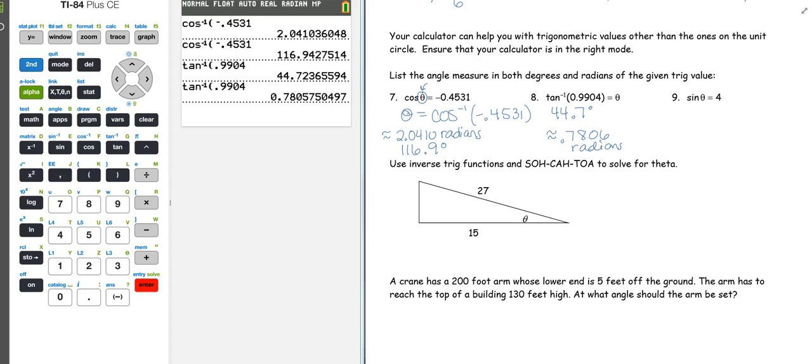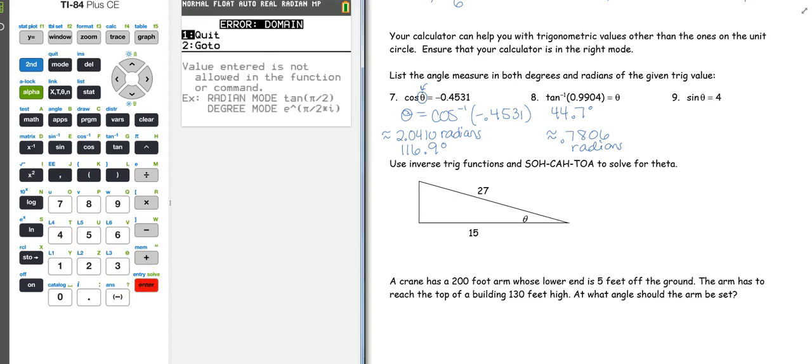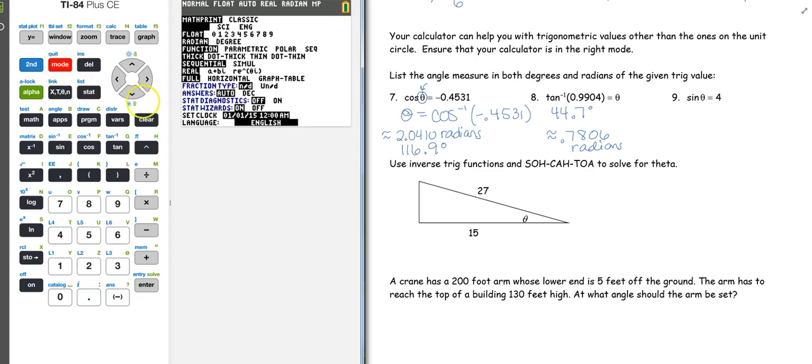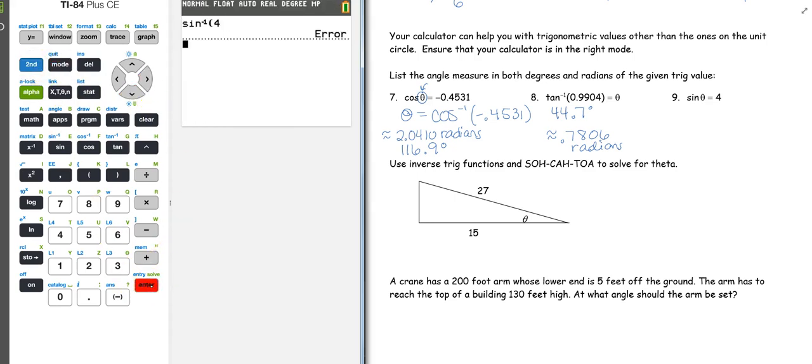All right, did you get something weird? When you hit second sine of 4, you got an error message. Even if I change the mode to degrees, because I was in radians, it's still going to give me an error message.